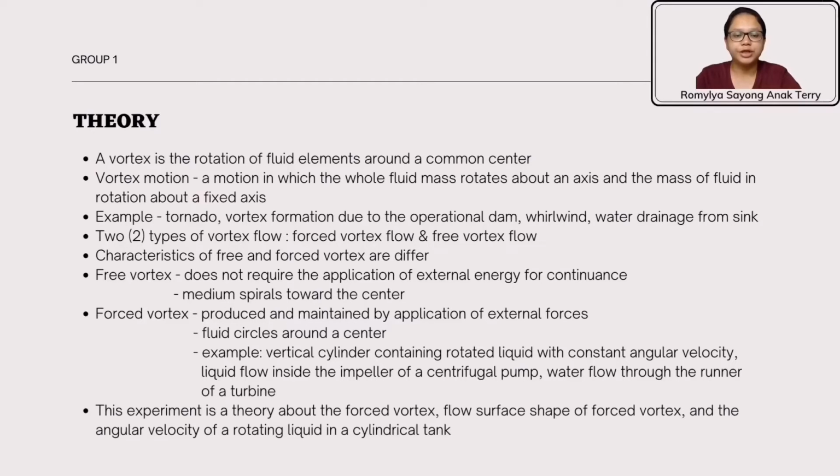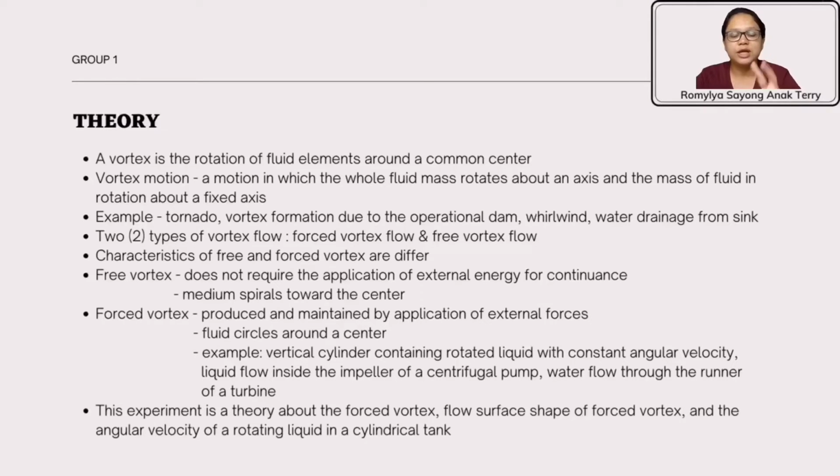For the theory, a vortex is the rotation of fluid elements around a common center. Vortex motion is basically defined as a motion in which the whole fluid mass rotates about an axis, the mass of fluid in rotation about a fixed axis. As you can see, vortex examples are a tornado, vortex formation due to the operational dam, a whirlwind, water drainage from a sink, and so on.